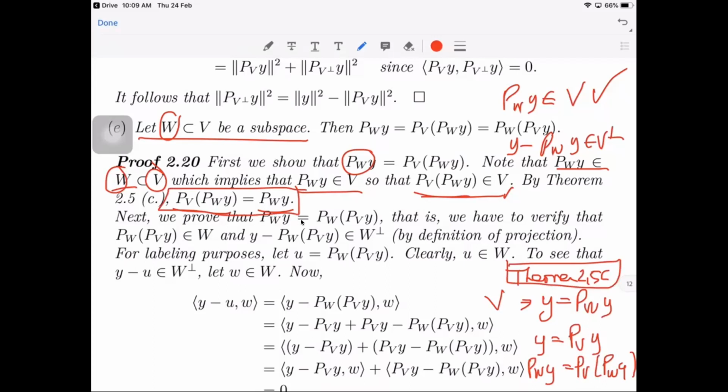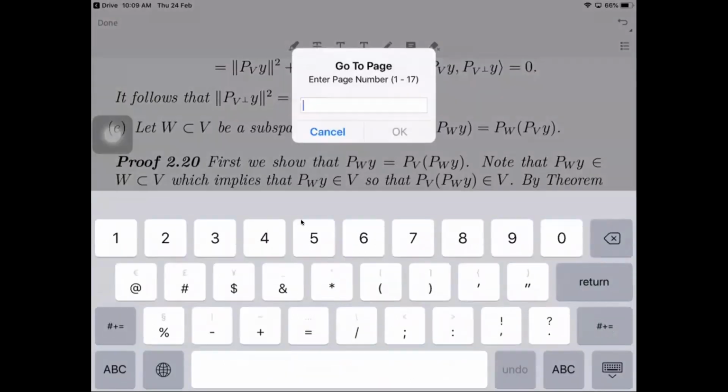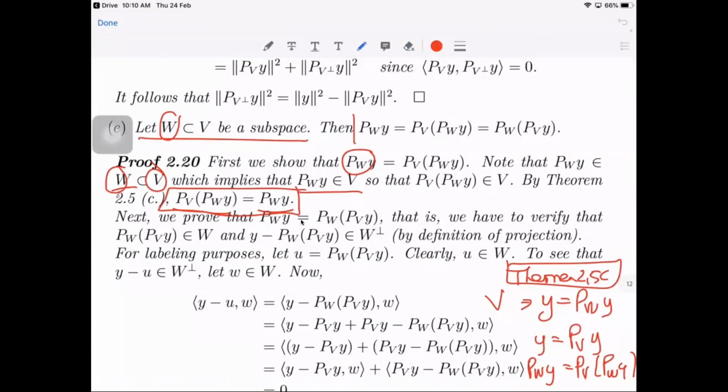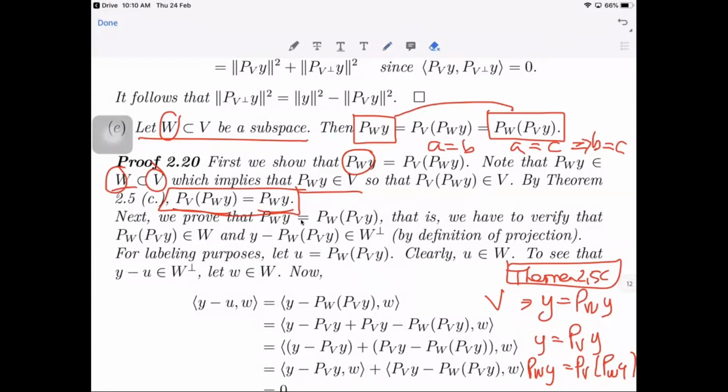Next, we prove the equality. This one is equal to this. If A is equal to B and A is equal to C, this implies that B is equal to C. So we only need to show those two. That is sufficient for the three-way equality there.